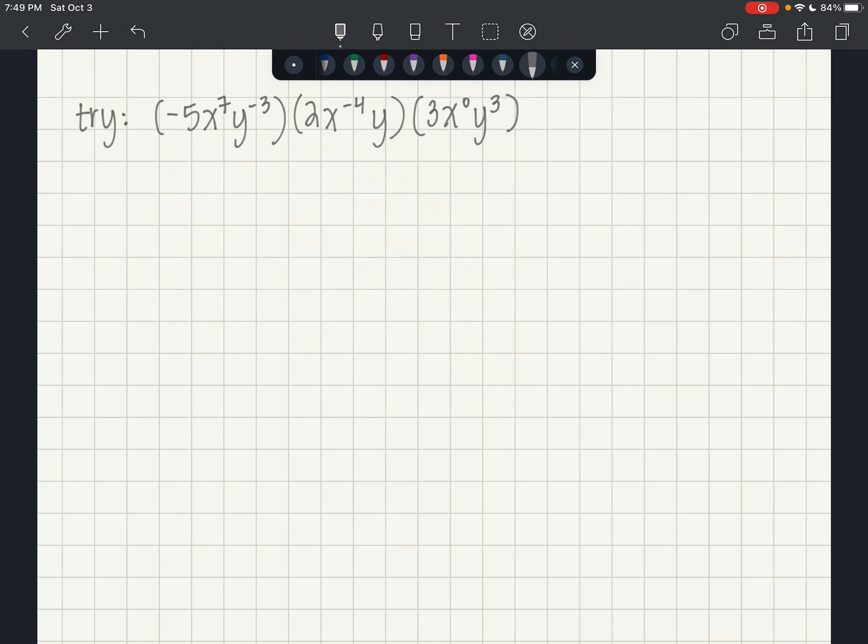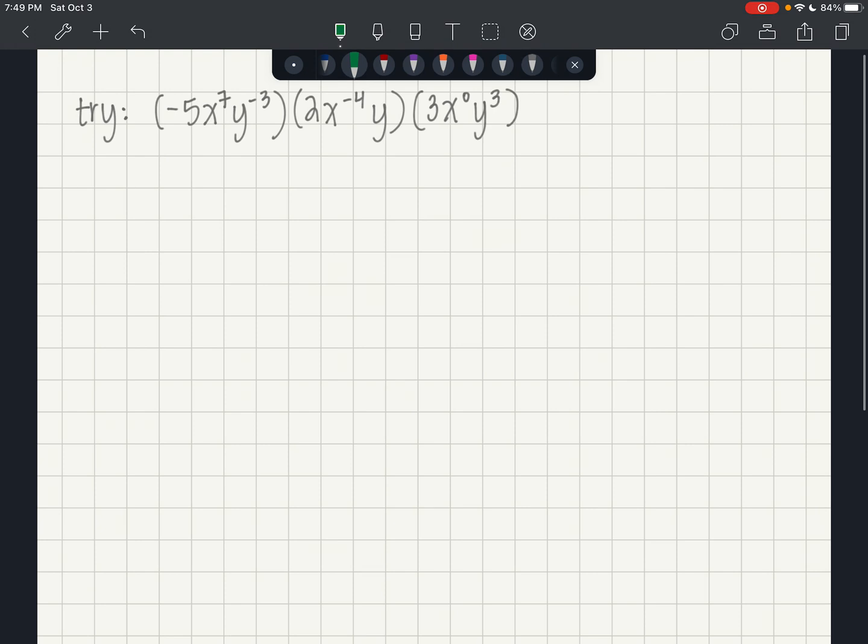Okay, this is a lot of multiplication. We have negative 5 times x to the 7th times y to the negative 3 times 2 times x to the negative 4 times y times 3 times x to the 0 times y to the 3rd power. So I'm going to start with the coefficients. Negative 5 times 2 times 3.